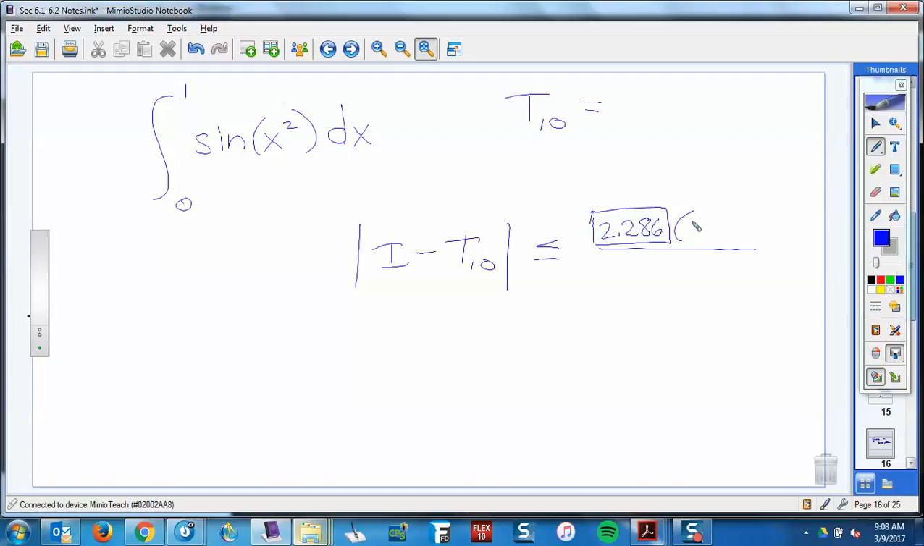Okay, and then what do we got? 1 minus 0, cubed. Now, and here's the key. You got to make sure you understand, am I doing trapezoid or midpoint? Because trapezoid is 12, midpoint is 24. And then it's 10 squared. Okay? And you do all that, what do you get? And what'd you get for T10, Joe?